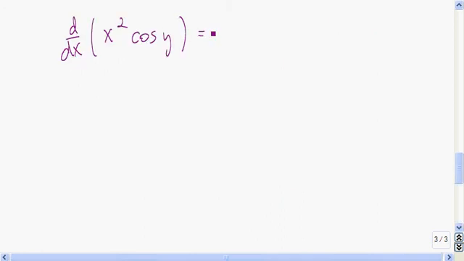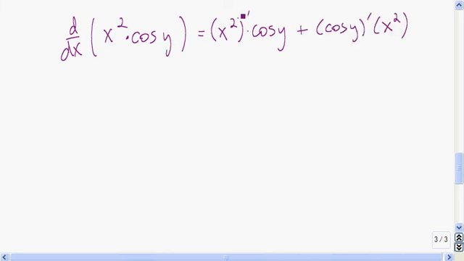All right, here's a tricky one. Why don't you press pause and give this one a go? Hopefully you realize that this is actually a product, which means we're required to use the product rule. So it's the derivative of the first function times the second function, plus the derivative of the second function times the first function. In this case, we're differentiating something that is explicitly defined as a function of x, so we get to use ordinary differentiation. The derivative of x squared with respect to x is simply 2x. So we have 2x times cosine of y.